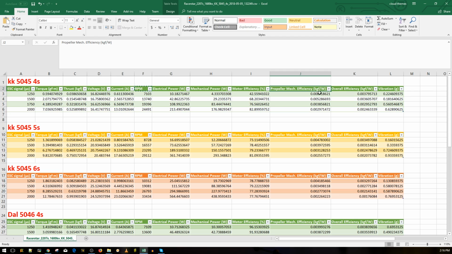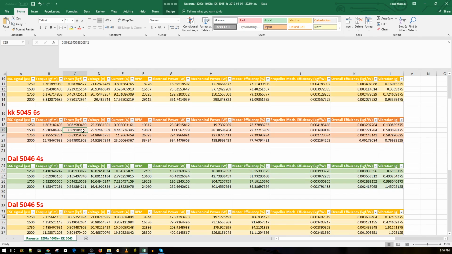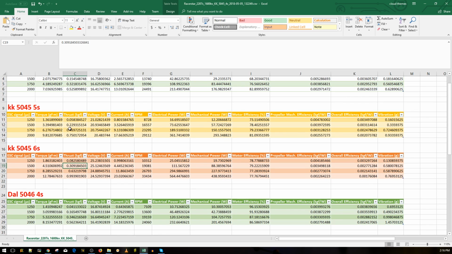Here I should change this to gram force per watt instead of kilogram. So it's about 2 grams a watt, which is the propeller efficiency. Overall, vibrations seem okay, I guess. It's not bad here. And now let's get into the 6S in a little bit.